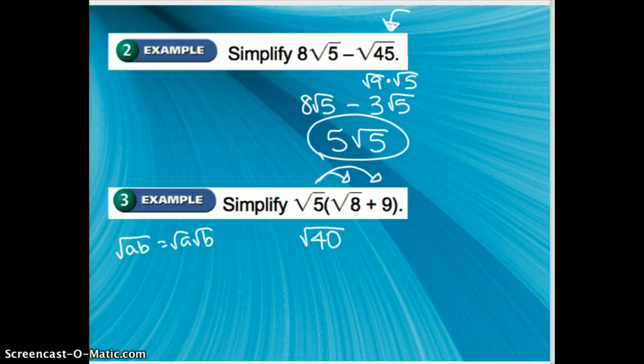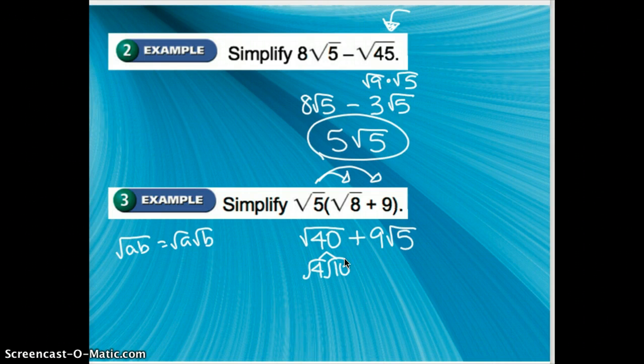And then root 5 times 9, those are not both under radicals. The best way to write that is just 9 times root 5. Then we just have to check: are there any perfect squares that go into 40 or 5 to simplify this down? 40 does have a perfect square that goes in. 4 does. So that's 4 times 10.